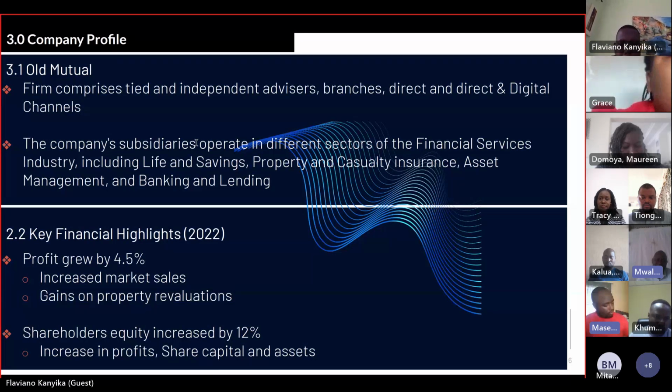analysis that we are looking at. And also their shareholder equity had increased by 12%, that is according to the 2022 records.